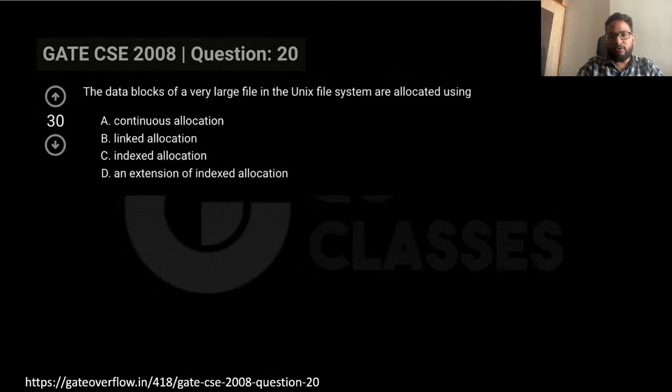Now let's solve more questions which have been asked in GATE. So what they are saying, the data blocks of a very large file in the Unix file system are allocated using... Okay, Unix is actually, I mean, that is some memory based question. So you can just remember it. Unix is basically using the variation of the index system, which is multi-level index, right? So this is just a memory based question, which is multi-level index.